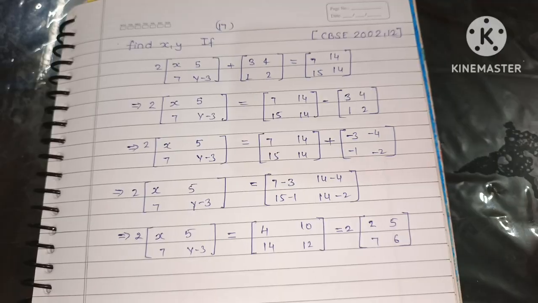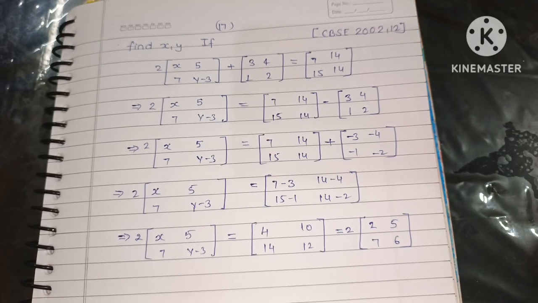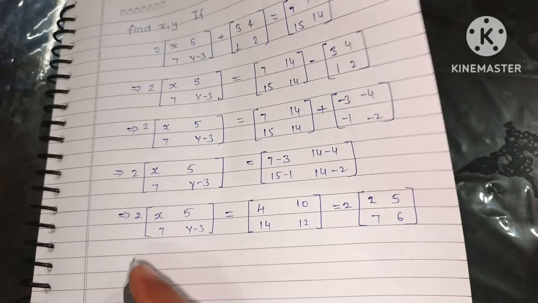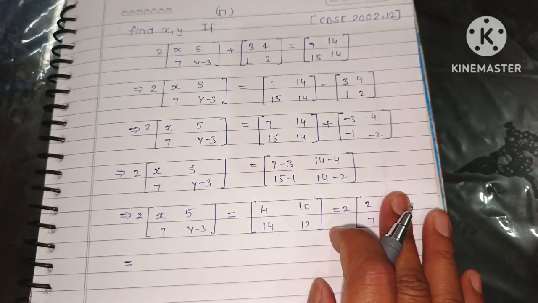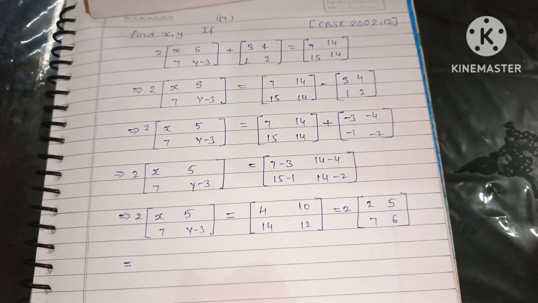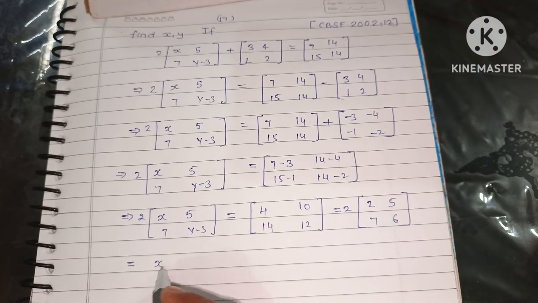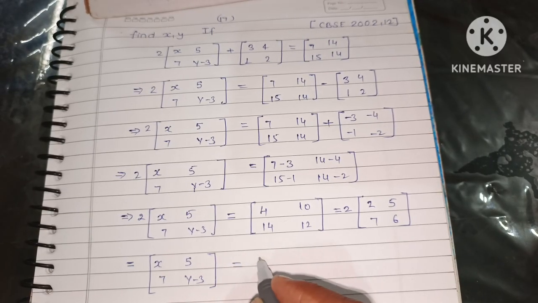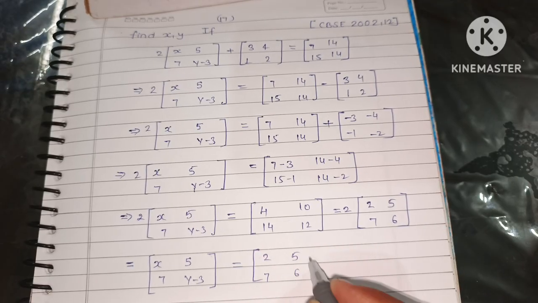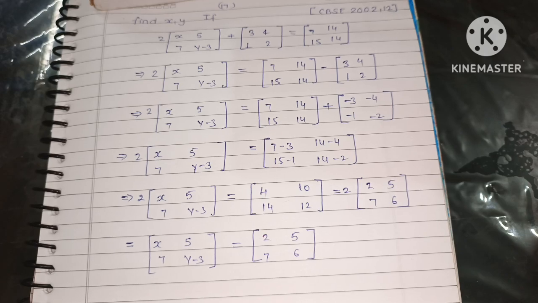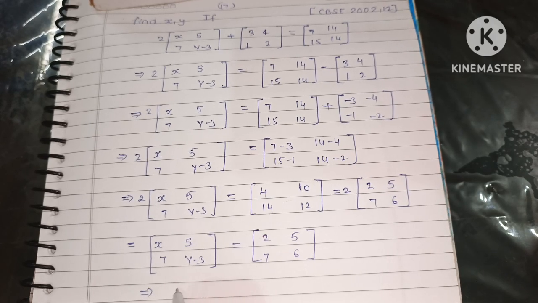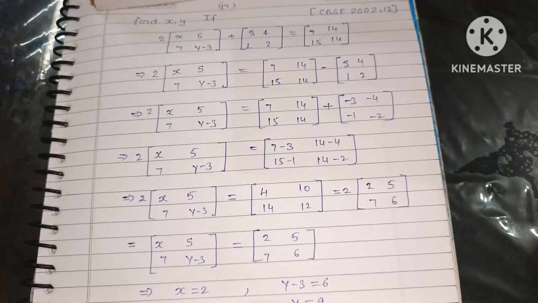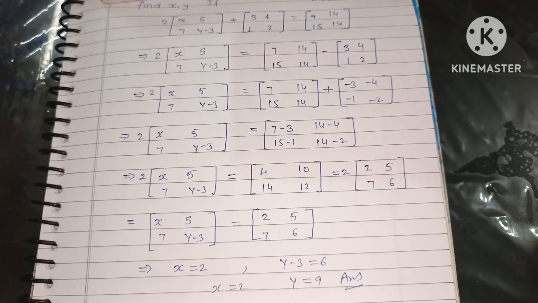Now we can compare. So here x equal to 2 and y minus 3 equal to 6, so y equal to 9 and x equal to 2. This is your answer. Write down.